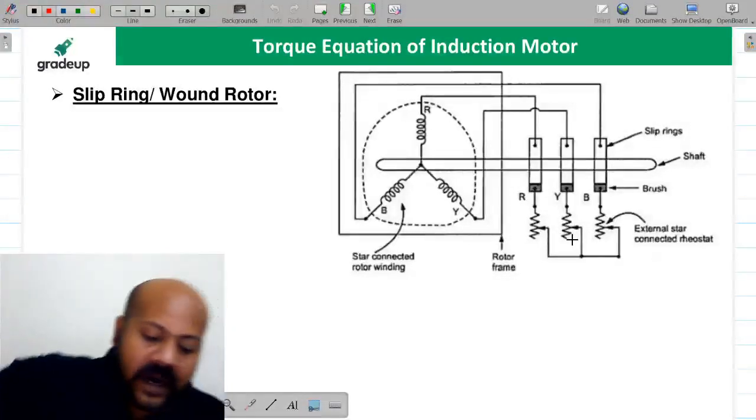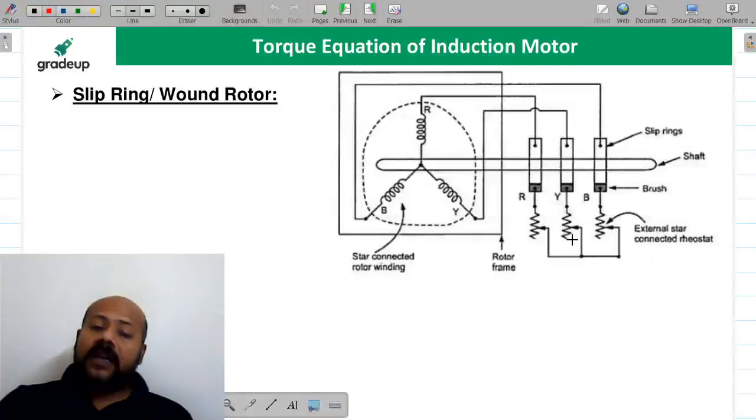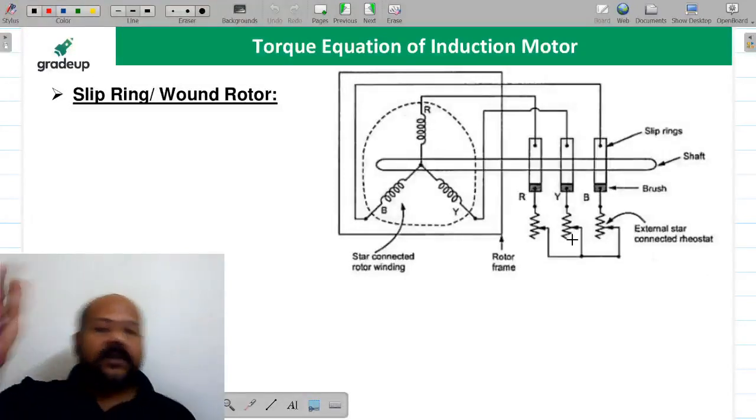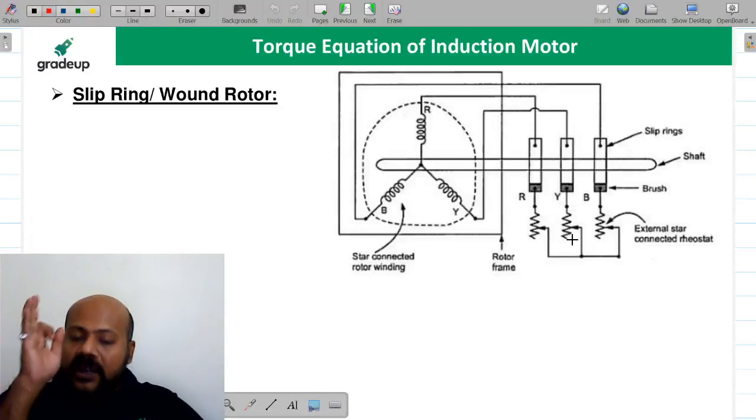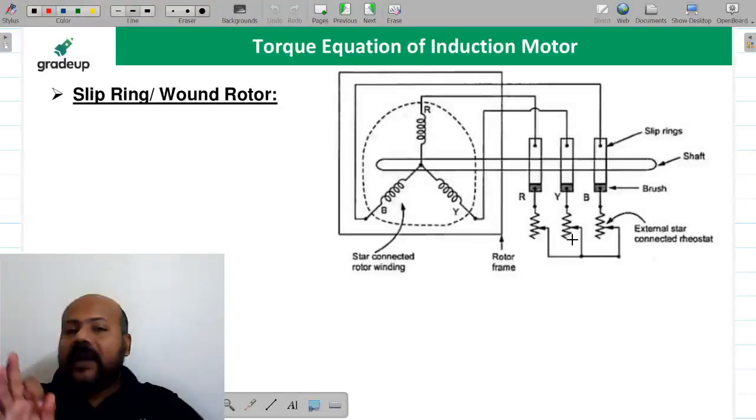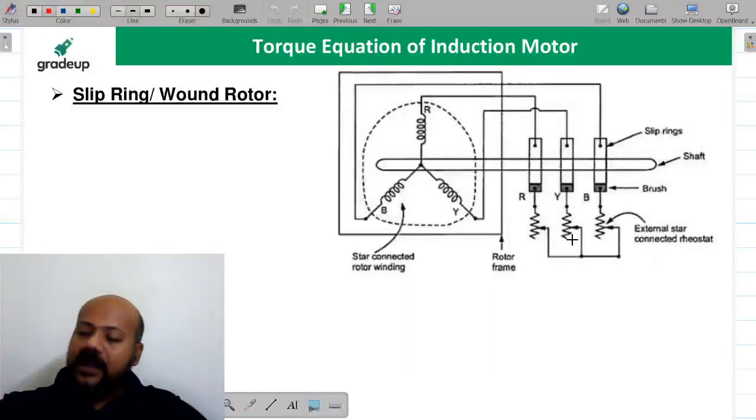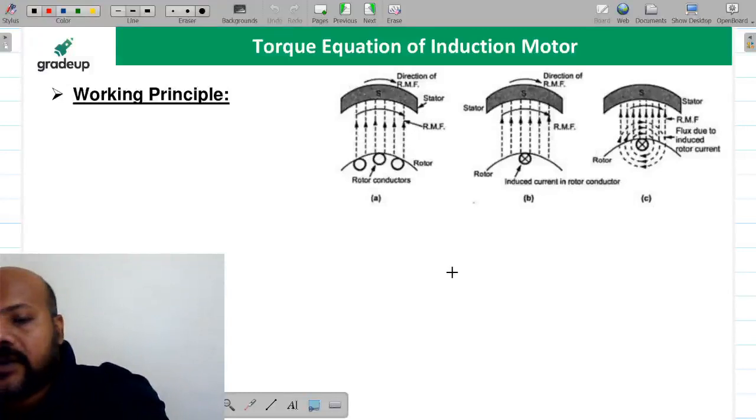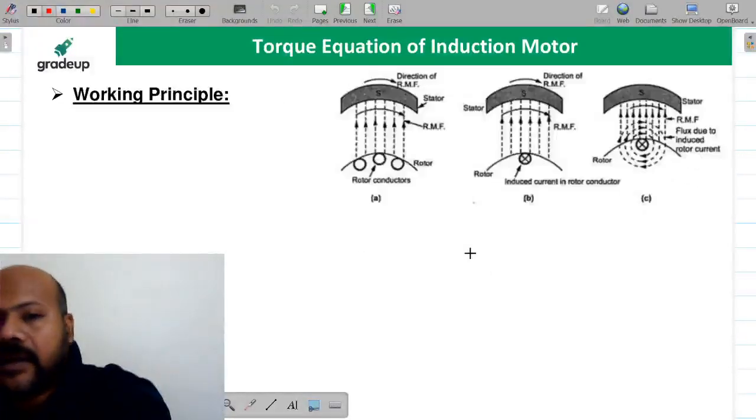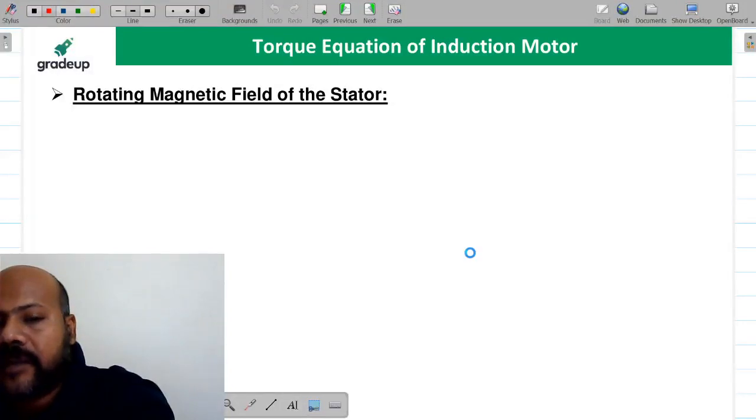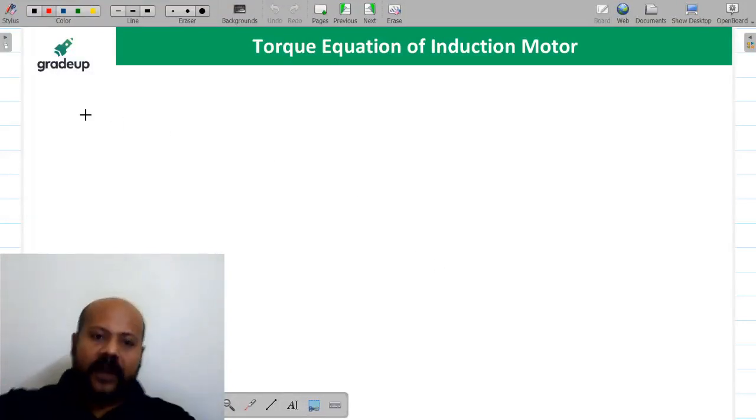He is asking why short circuit. Yes, that is the reason. I will explain, because that was supposed to be discussed when we were discussing the working principle. These rotor windings are always going to be short circuited. What is the reason? I was supposed to elaborate this, but let me tell you. Okay, let us discuss it here, because we are supposed to discuss the working principle.